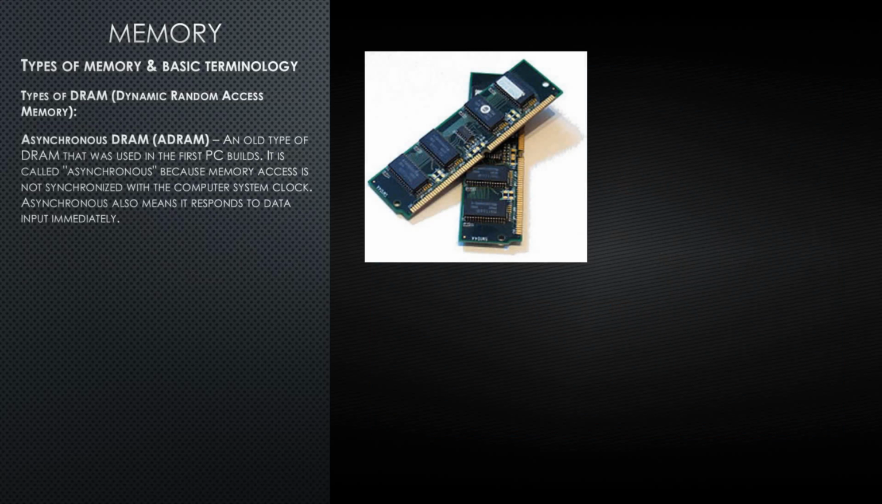Now we can start discussing the larger portion of memory, which is the DRAM, the dynamic random access memory. So first we have asynchronous DRAM or ADRAM, and this is an old type of DRAM that was used in the first PC builds. It is called asynchronous because memory access is not synchronized with the computer system clock. Asynchronous also means it responds to data input immediately.